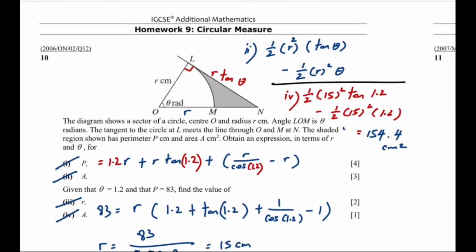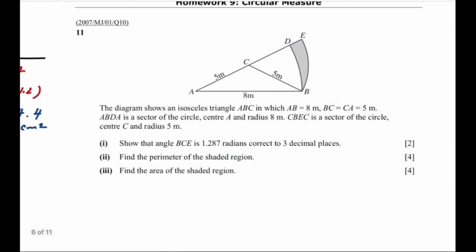Okay, this is the overview. Alright, so we have a sector over here with center A. We also have another sector here with center C, and we have an isosceles triangle over here. Okay, so everything is labeled. First, we have to find the angle BCE and show that it's 1.287 radian. Okay, to find this angle, maybe we can find this angle first. This is a triangle with 5, 8 labeled as the sides.